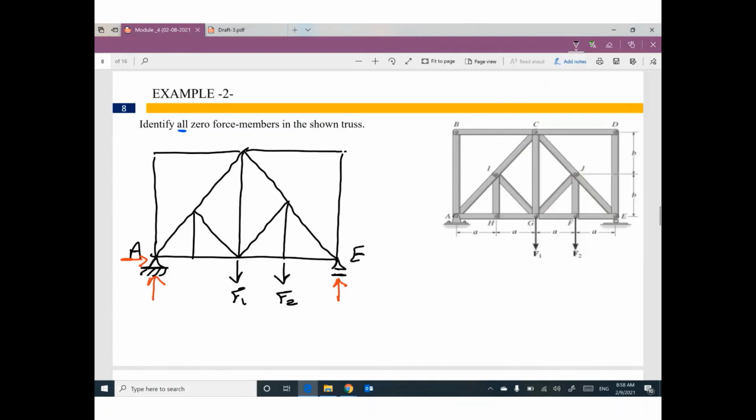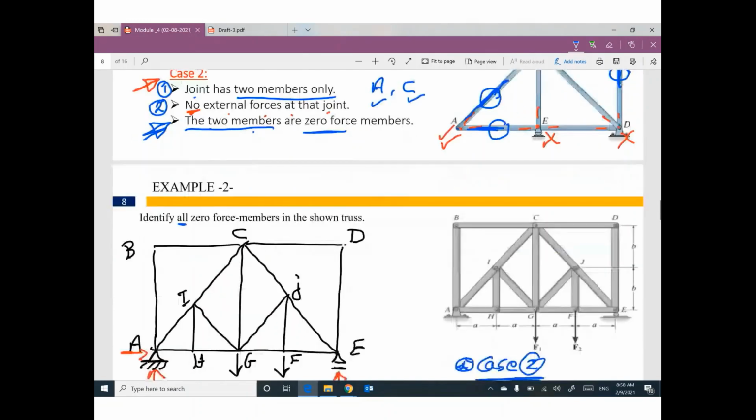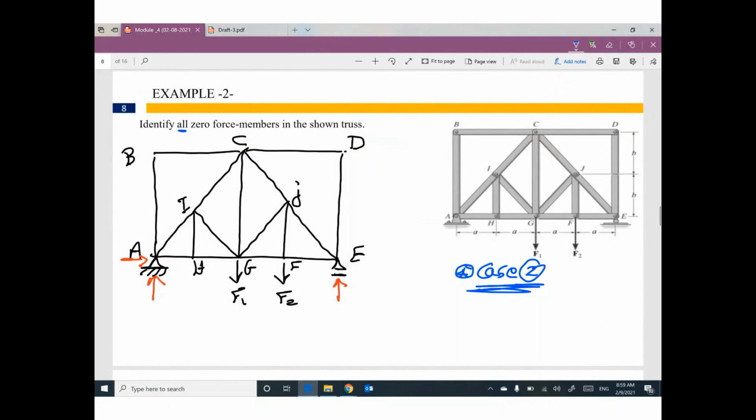We have here joint B, joint C, joint D, joint J, joint G, F, H, I. Guys, to solve this kind of problem, I'm gonna start with case number 2. Then I will go through case number 1. Case number 2, saying you have joint with 2 members only, no external load at this joint, the 2 members are 0. Can you tell me which joint is fit for case number 2?